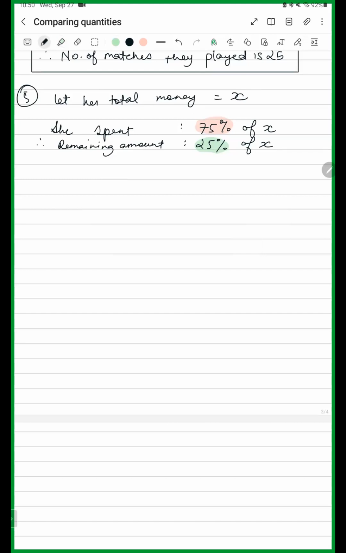Look at the first few words of the question. If Chameli had 600 rupees left, 600 rupees left with her, that means 600 rupees is the amount which is remaining with her. That is why you have to find this remaining amount.